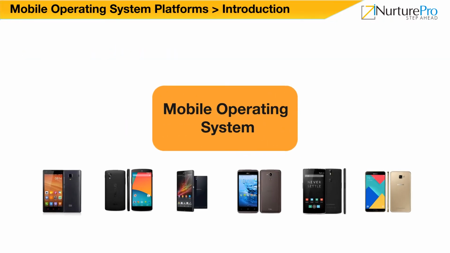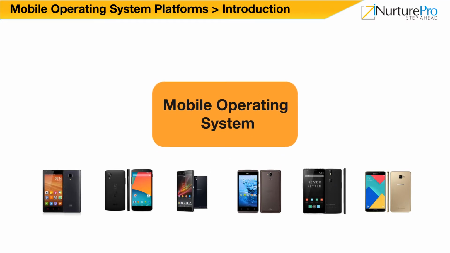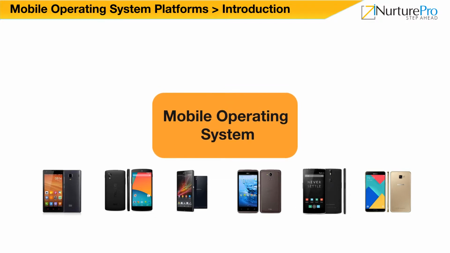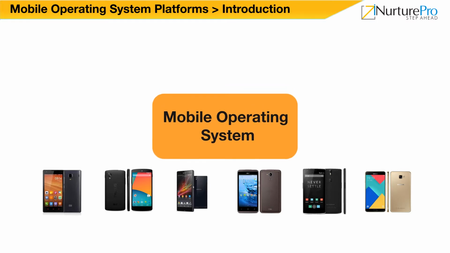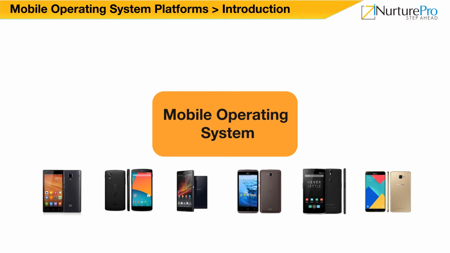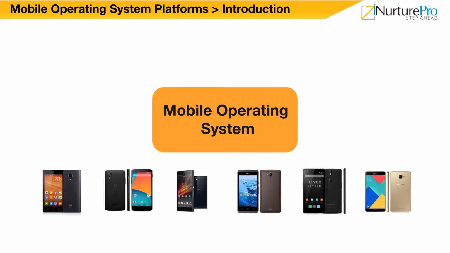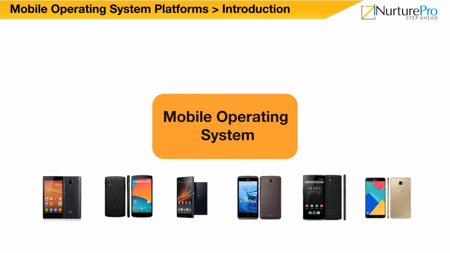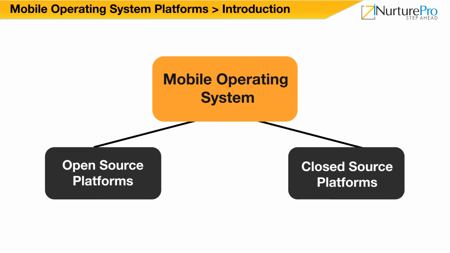As we have learned in our previous class about mobile operating system, let's recall the definition. Mobile OS, or mobile operating system, is nothing but an operating system specifically designed to run on mobile devices such as smartphones, PDA and tablet. There are various types of mobile OS, but we can majorly classify them into two categories based upon their platforms used. They are open source platforms and closed source platforms. Let's study these two platforms in detail.